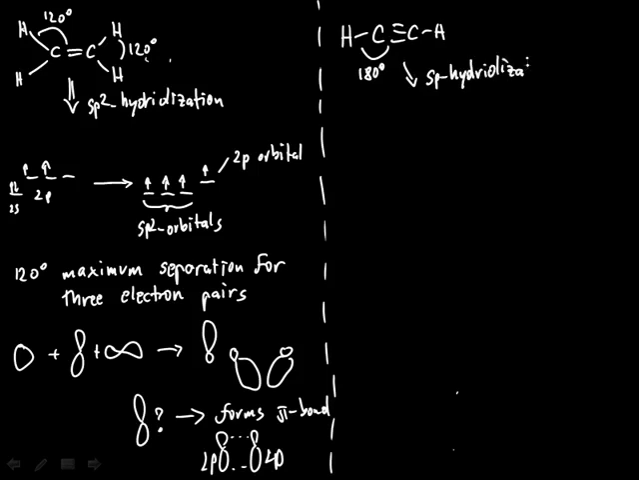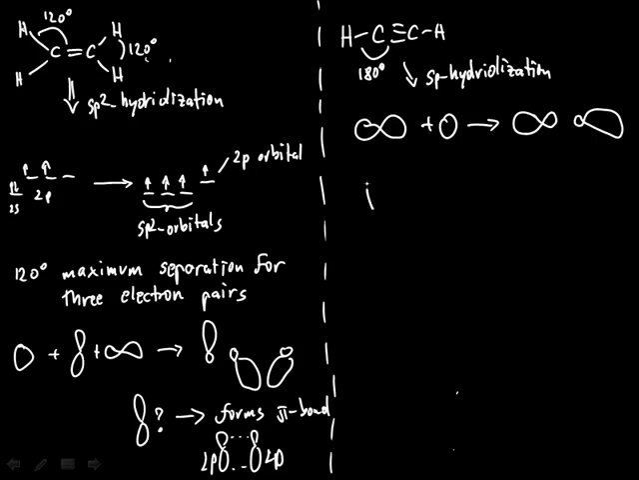Now you can already anticipate that sp simply combines one p and one s orbital to give us 2 orbitals oriented at a 180 degree angle, and also that the 180 degree angle is then a maximum separation angle for situations when you have only two electron pairs. Again, the question is, well, what happens to the p orbitals?